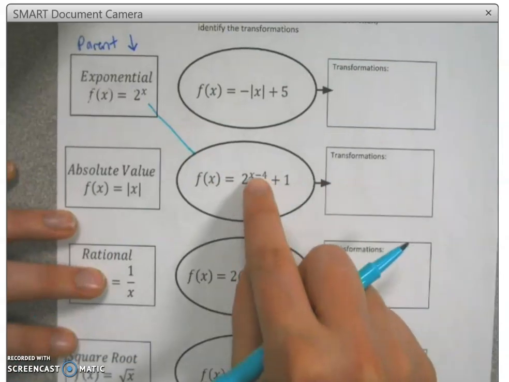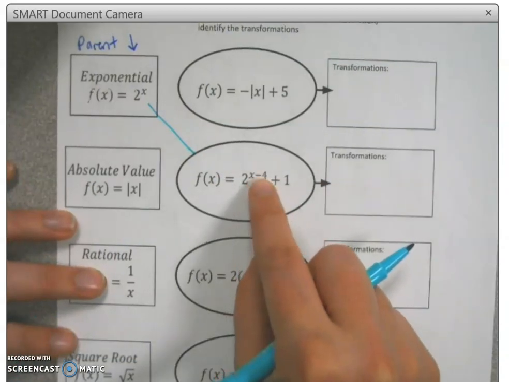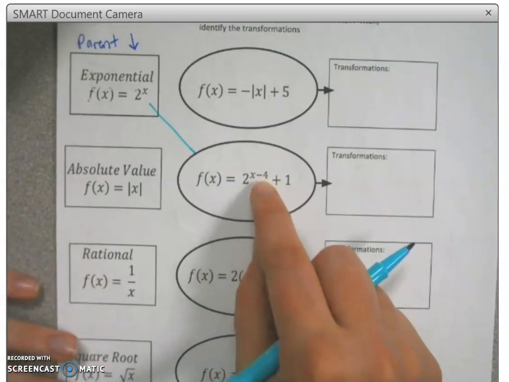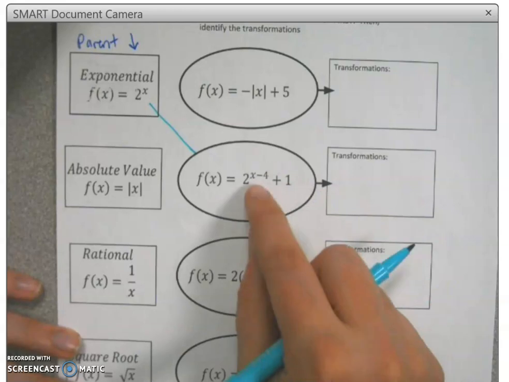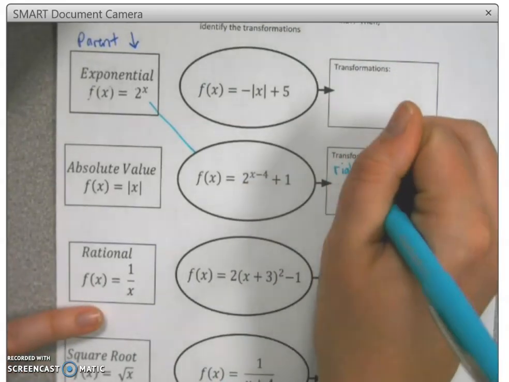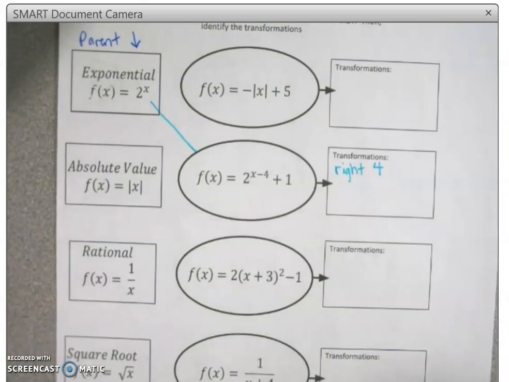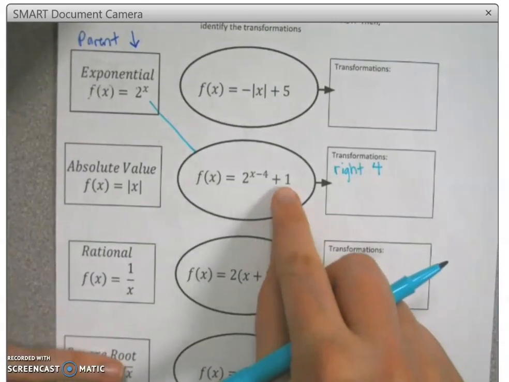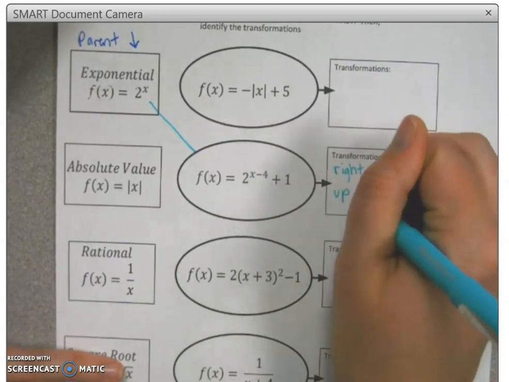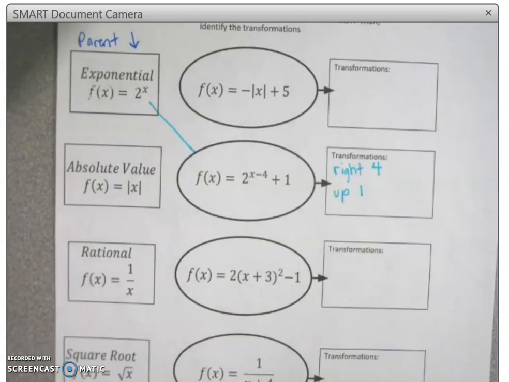Well, the x minus 4 is inside the exponent, so anytime something happens inside, that is where h is. So this moves left and right. It's a -4, which means it moved right 4. And then the plus 1 on the outside, that's the k, so it went up 1. So those are those transformations.